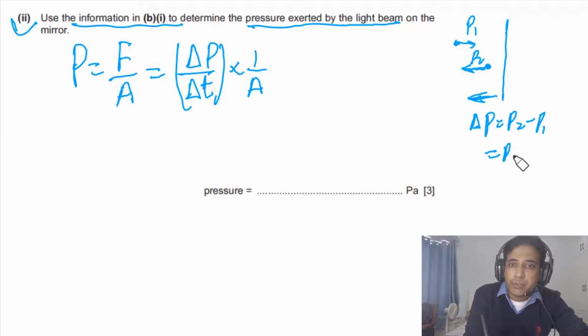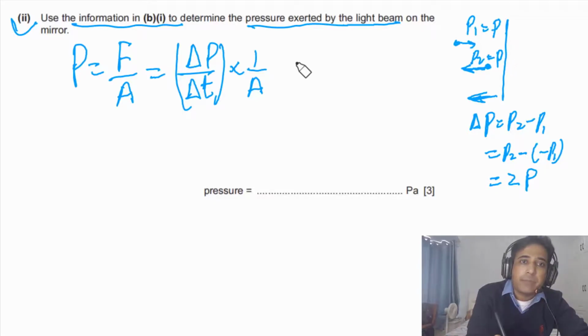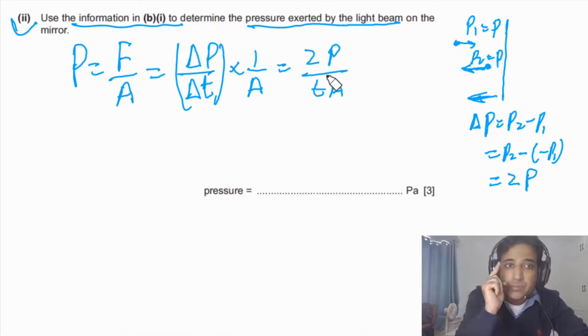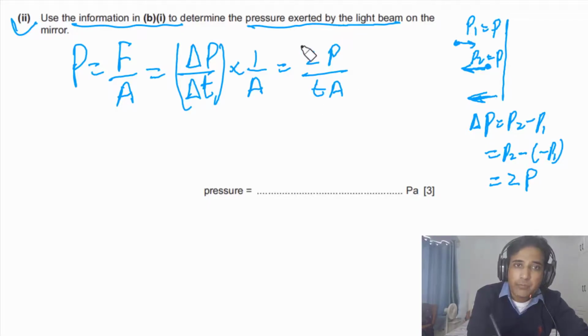So we can say P2 minus P1. This momentum is negative because we are taking to the left as positive, so it means the momentum change in this case is equal to 2 times P. So this one is P, this is also P. The magnitude is the same. So we can write here 2 times P over T times A. This is the pressure exerted by 1 photon.